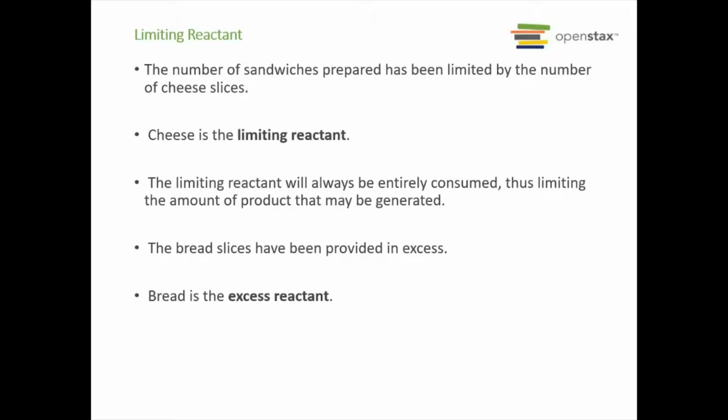So again, the number of sandwiches that we can make is limited by the number of cheese slices we have. So in this example, cheese is our limiting reactant. The limiting reactant is always entirely consumed, and that will limit the amount of product that you can eventually make. Okay, so the bread in this case, there's excess bread, so it's called the excess reactant.